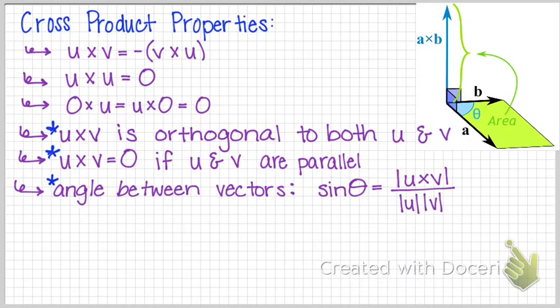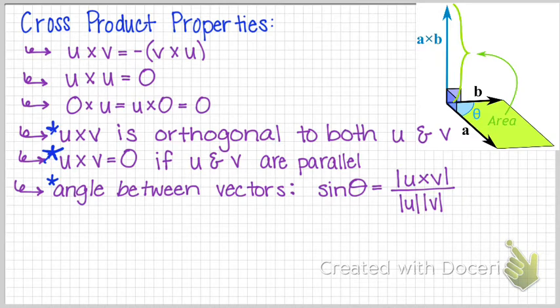So here's some stuff that's nice to know about cross products. U cross V and V cross U are not the same thing. They're actually opposites of each other. So if you take U cross V and V cross U, you can multiply one of those by -1 and you'll get the other one. If we cross the same vector with itself, we'll get 0. If we cross two vectors and get 0, that means those two vectors are parallel.